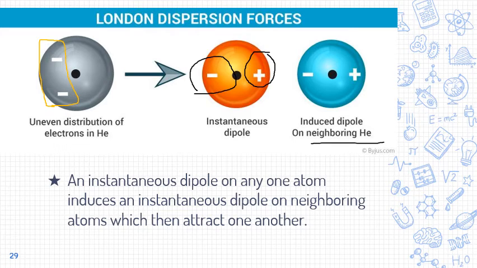And these London dispersion forces are going to happen between these temporary charges. As one side of the atom becomes positively charged, it's going to be attracted to the negatively charged side of another atom. And that force between them, which I'm drawing with these dotted lines, is called our London dispersion force.